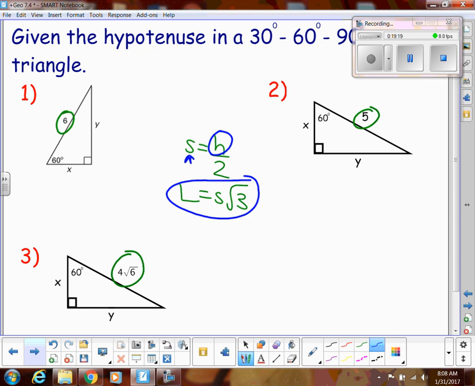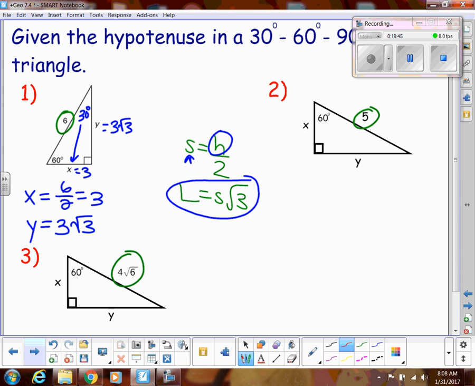In this one, x is the short side. Remember, I know that because that's across from the 30-degree angle. So I'm going to take 6 divided by 2, so I know x is 3. And then y is the long leg, so that's going to be my short leg times root 3. And we're done.